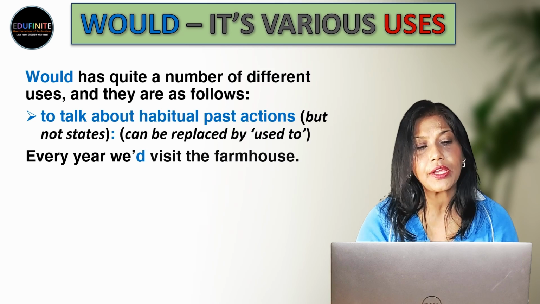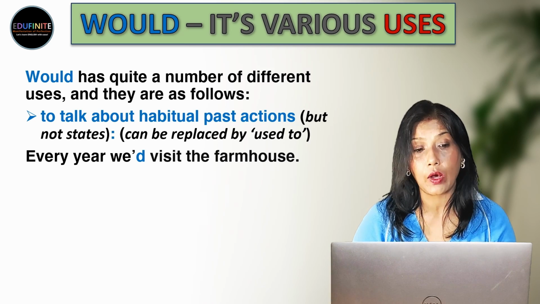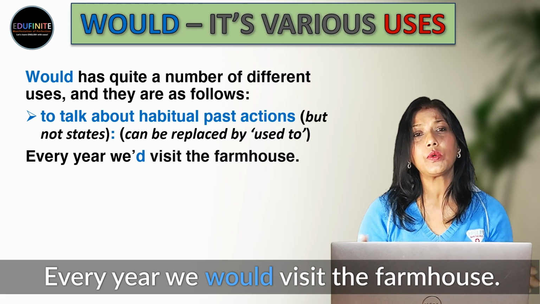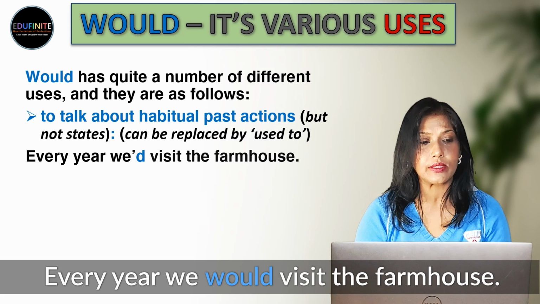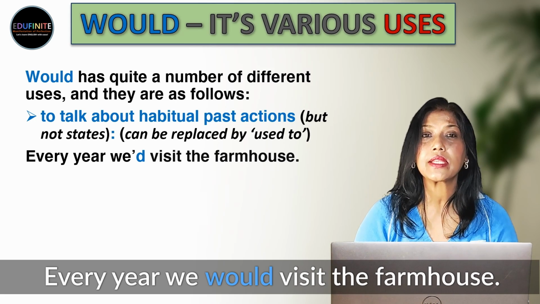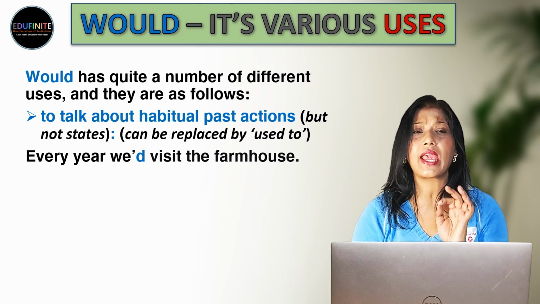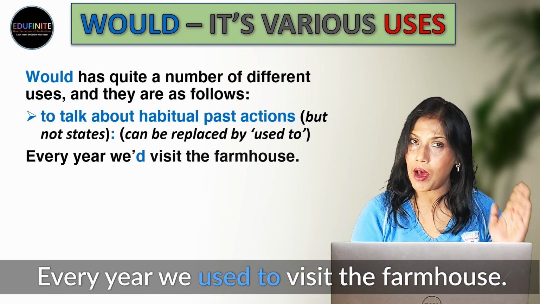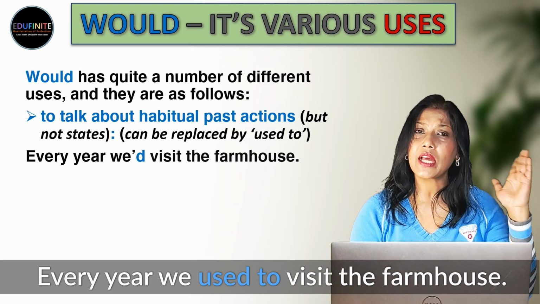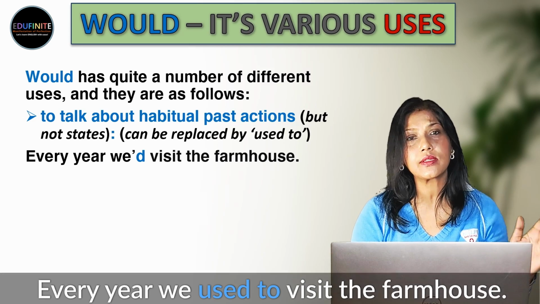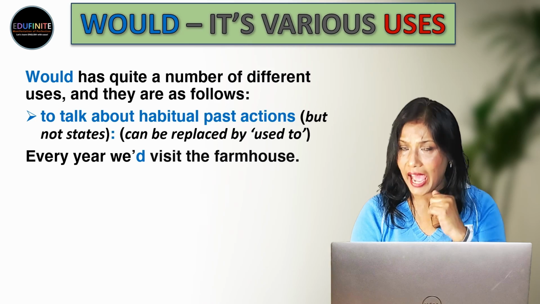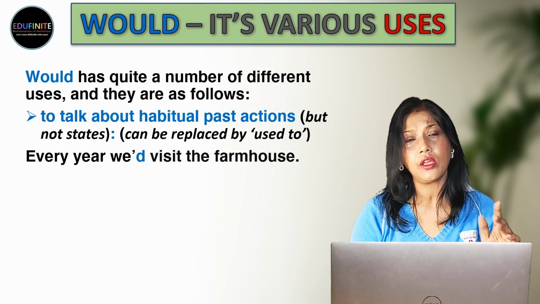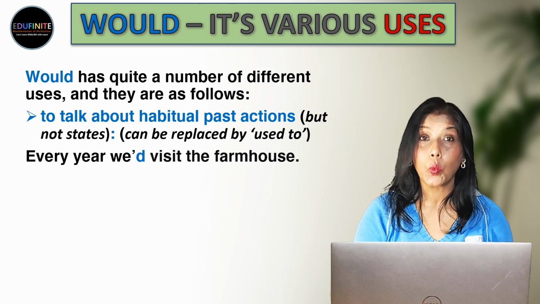"Every year, we'd visit the farmhouse." Now, this is the contracted form. Actually, it is we would. When we contract it, we can say we'd. Every year we'd visit the farmhouse. Now you can also say, "Every year we used to visit the farmhouse." That means it's a past action. Sometime in the past we used to visit our farmhouse every year, but at present we do not do that. So that's the habitual past action. When we talk about it, we use would.